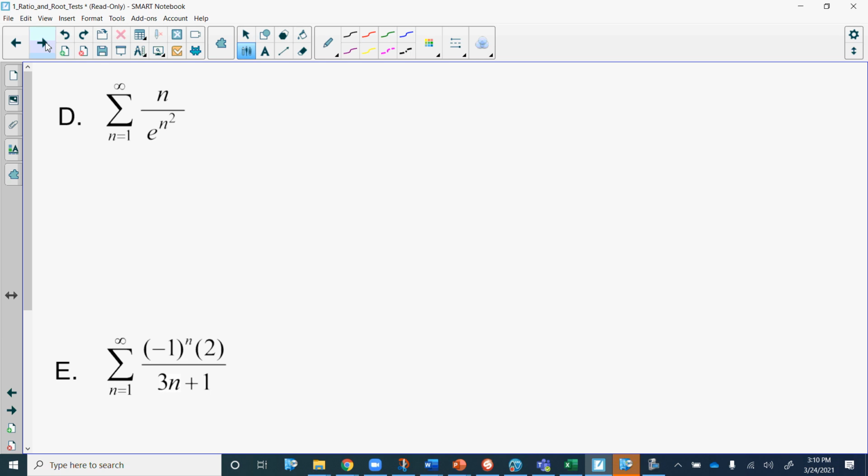Now, this one here, n over e to the n squared power. Maybe the root test could work, but if I take the root of the denominator, I'm still going to have a root overall. It's not just going to simplify to e to the power of n or just e by itself. Let's see. Looking at this one, guys, I really think that the best strategy would be the integral test.